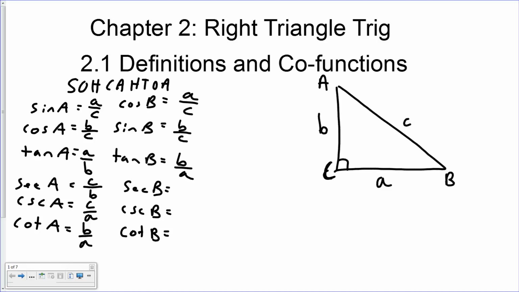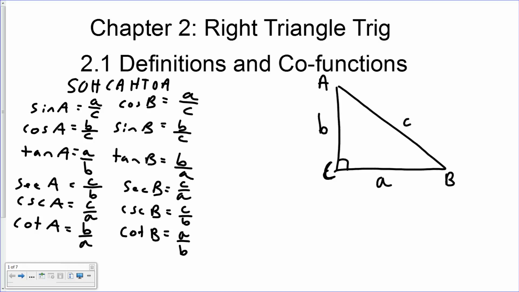Going back to the secant of B, you could think about it in terms of reciprocal of the cosine of B. So you know that's going to be just C over A. Similarly. And what I'm going to do is look back now and try to make a comparison between all of that information in order to summarize it at the end.